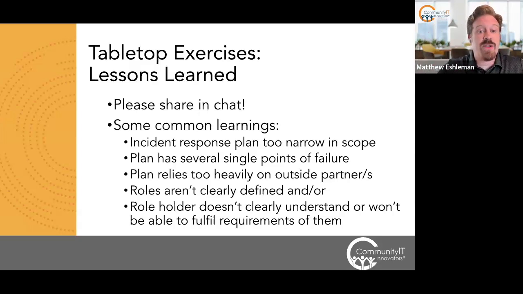Again, maybe the plan relies too heavily on outside partners. As I mentioned before, Community IT is a managed services provider. We have an incident response role for an organization, but we are not our client's incident response plan. We're a part of it. We don't do it all.